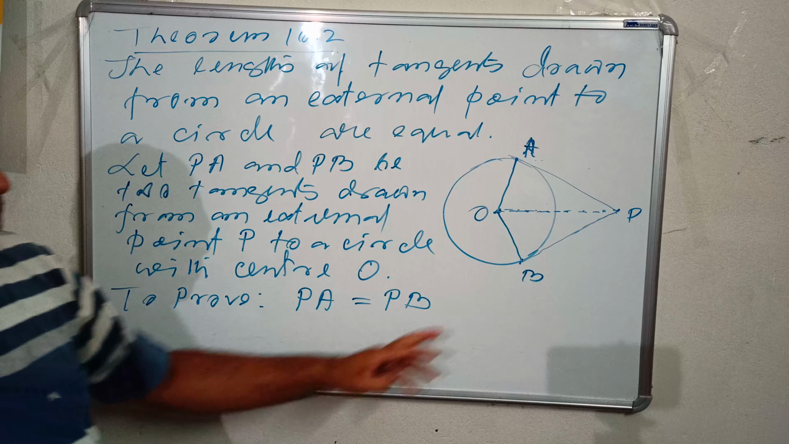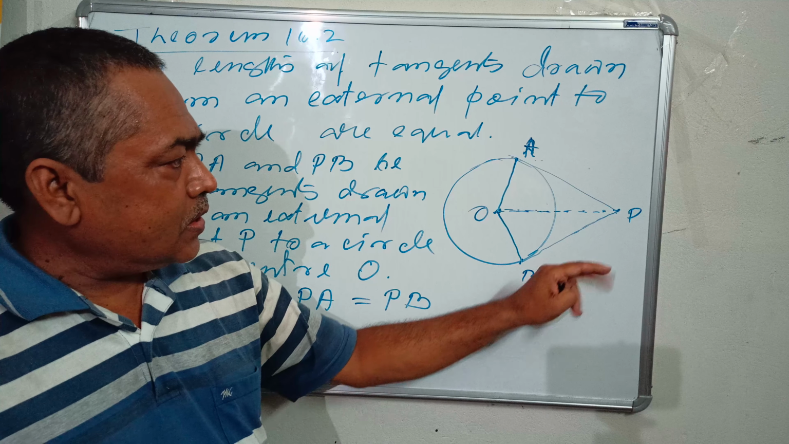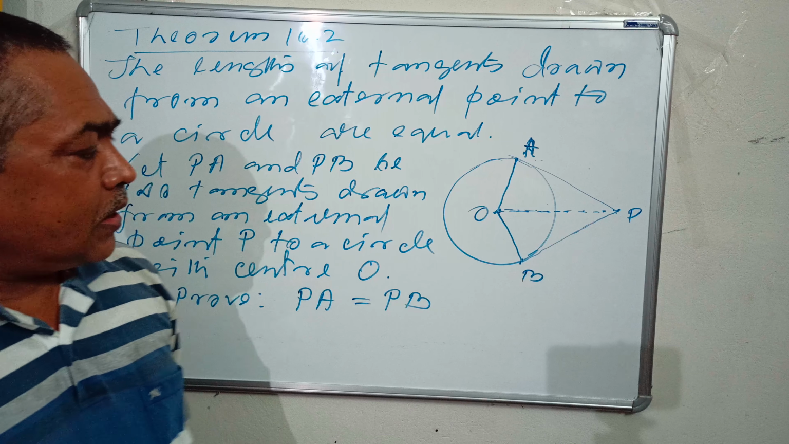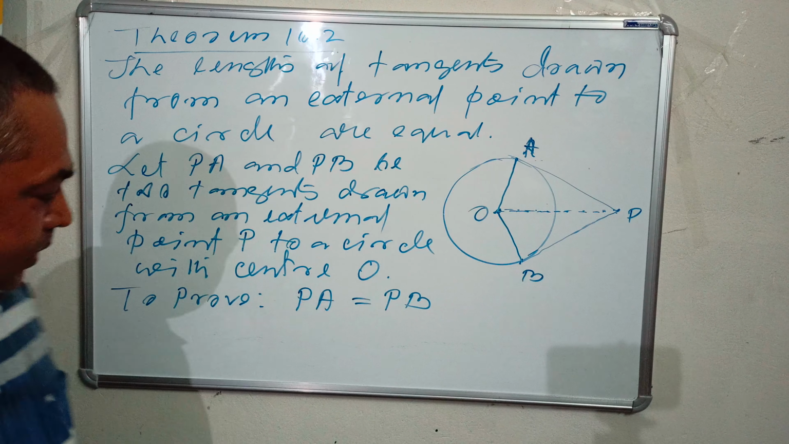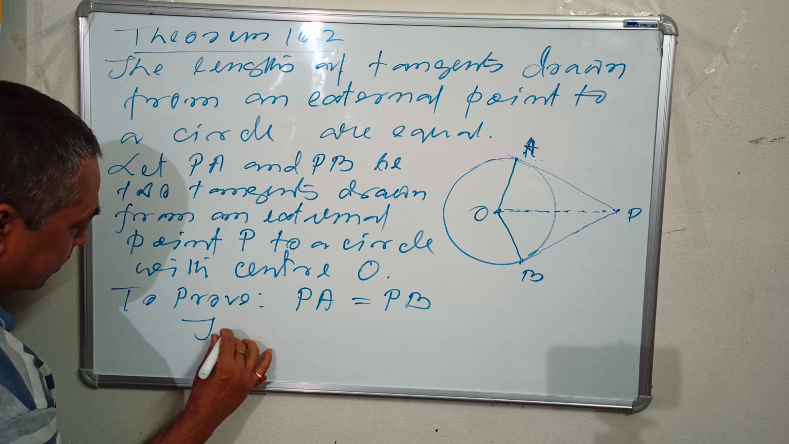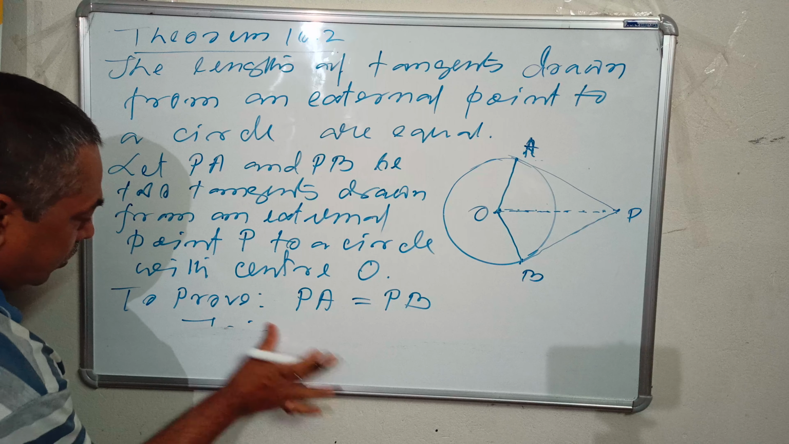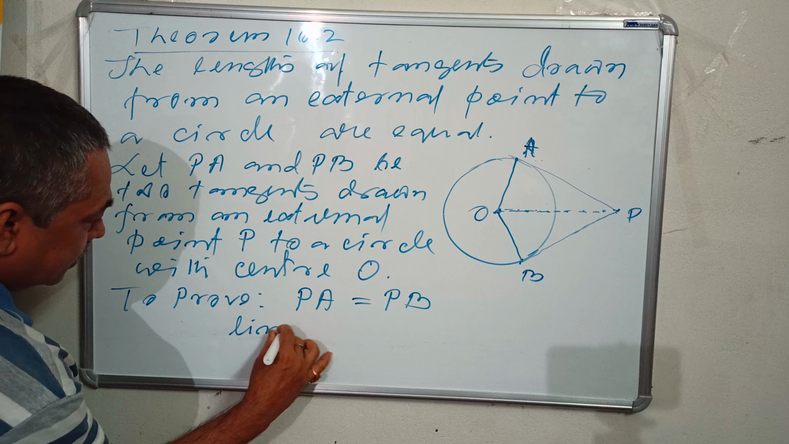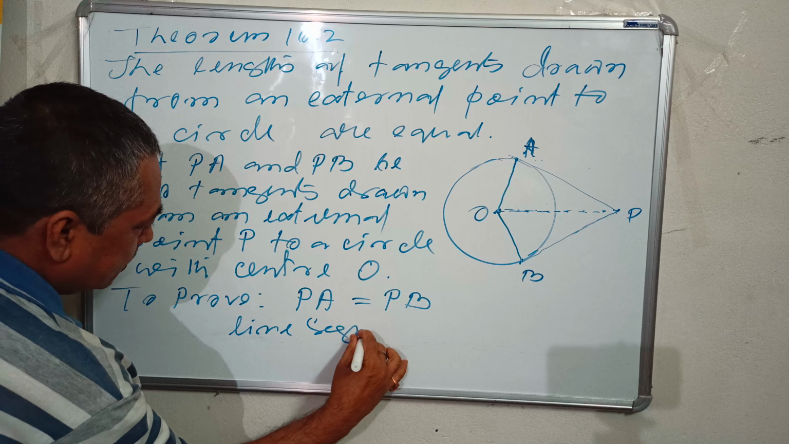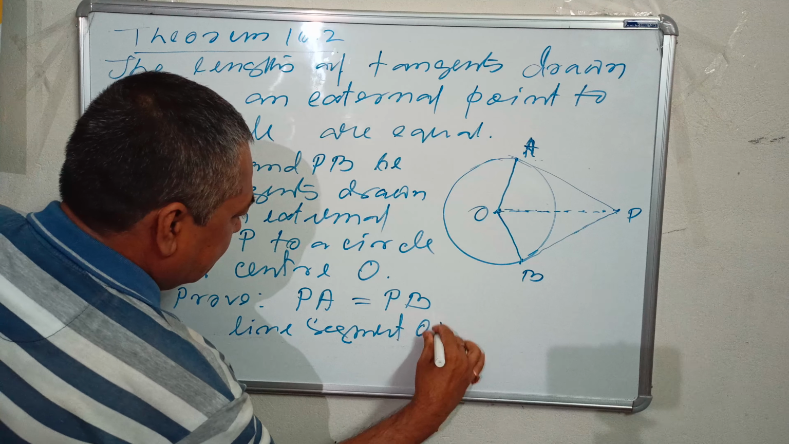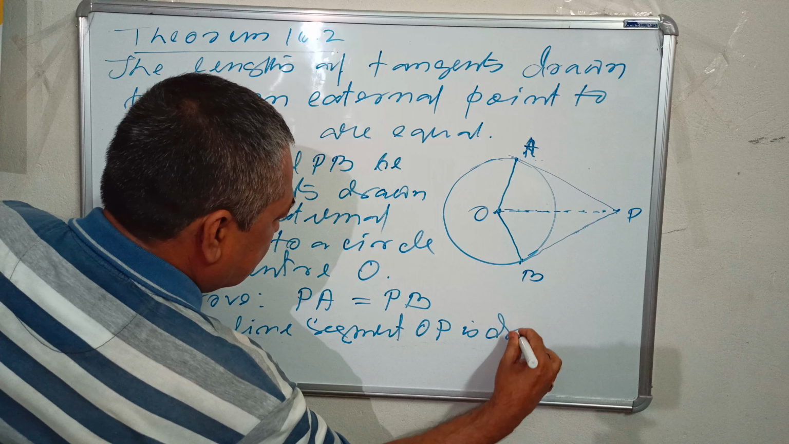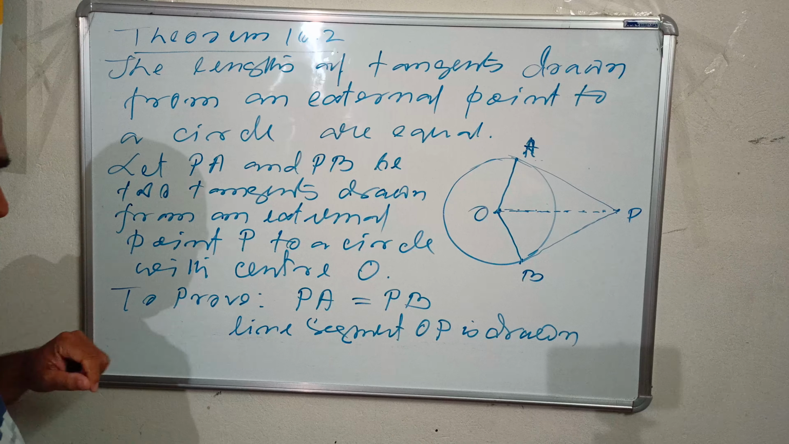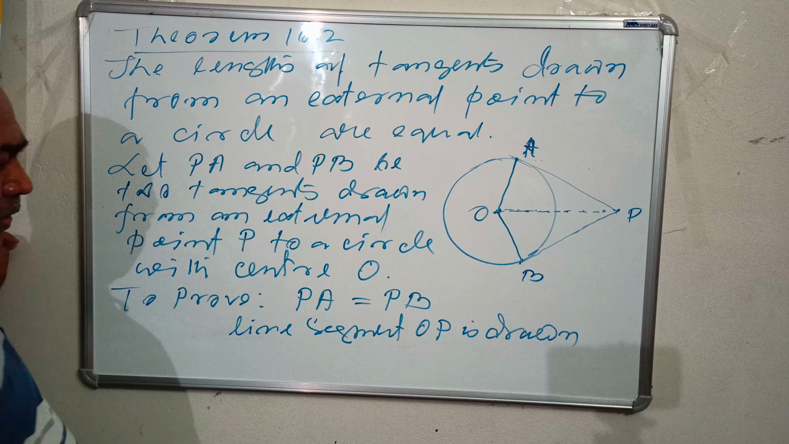Okay, so PA and PB are here the two tangents drawn from an external point P. So we are going to prove PA and PB are equal. Okay, so join OP. Line segment OP is drawn.